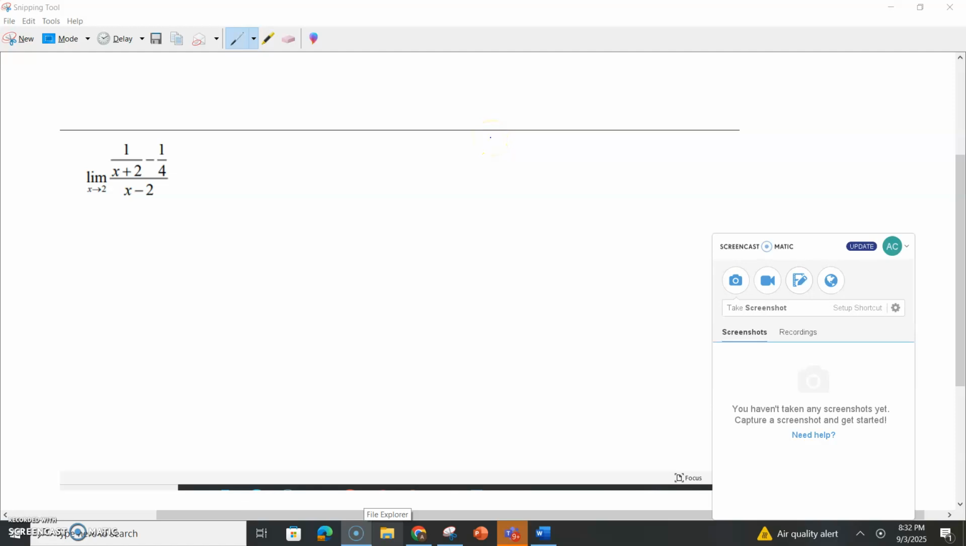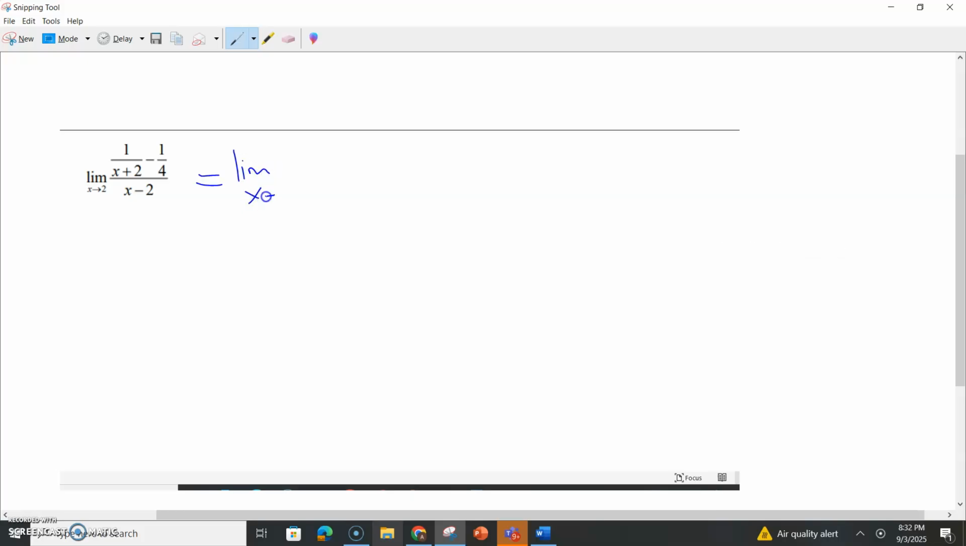Okay, so the objective for this problem is to create a common denominator. That way you can remove the issue of plugging in a 2. So the first thing we're going to do is recognize that we have two fractions up here in the numerator and that we want those to merge. And so we learned back in elementary school that we can combine fractions if they have a common denominator.